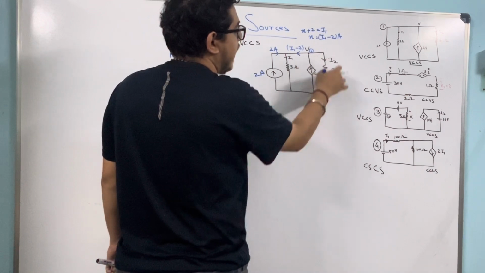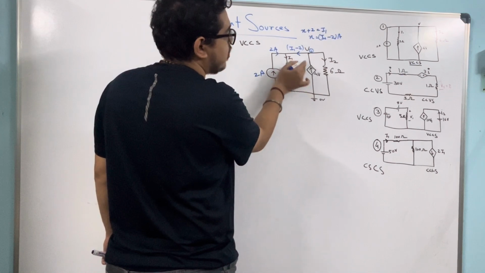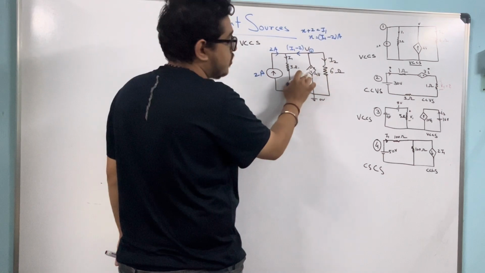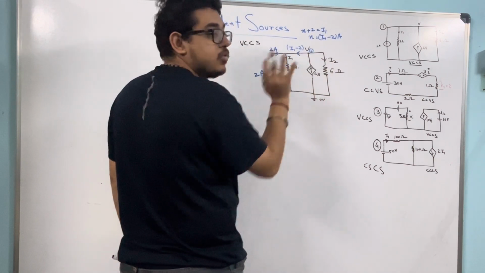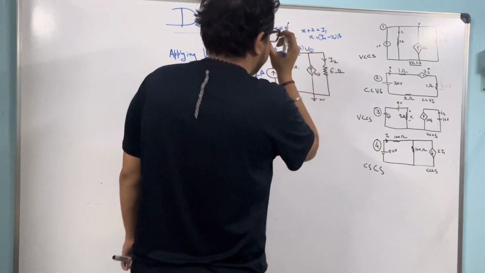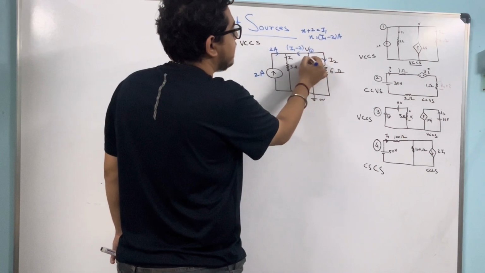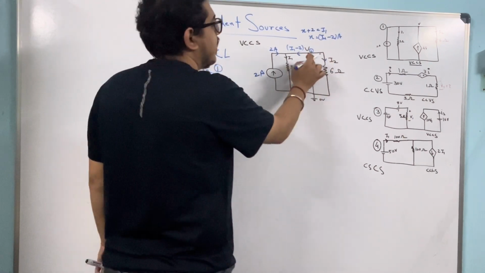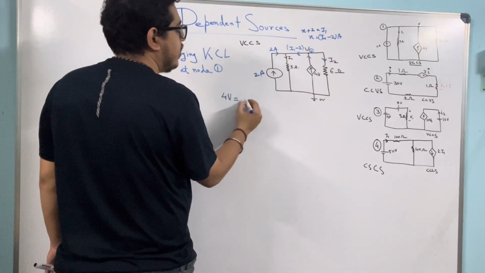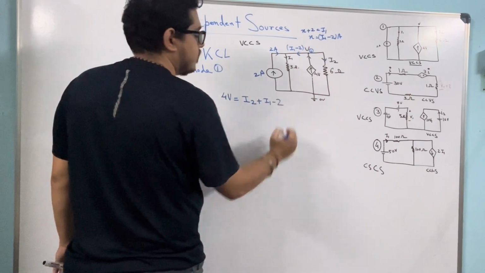One more current is present, I2. And one current is coming towards this, 4V. This is not a voltage, this is a dependent source. So this is a current source, but the value of the current depends on V. Applying KCL at this point, I assume this current is going, this current is also going, and this dependent source current is incoming. So incoming current, let's write 4V, equals outgoing current, that is I2 plus I1 minus 2, correct.